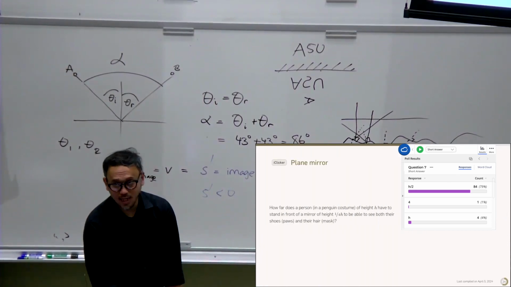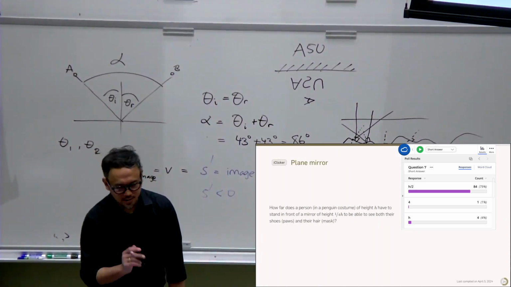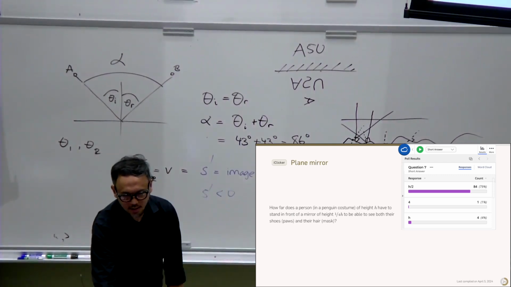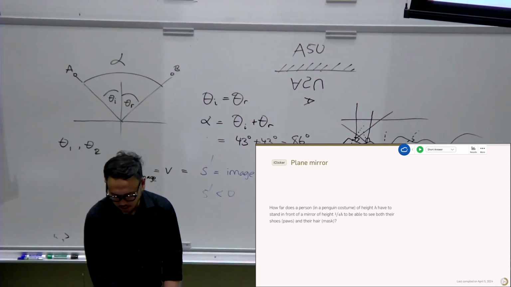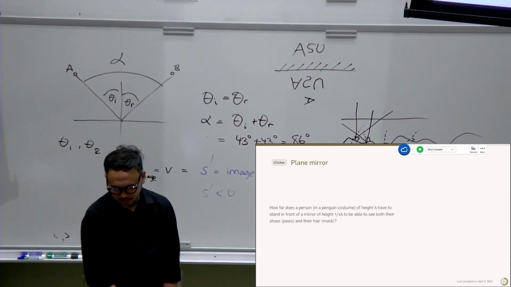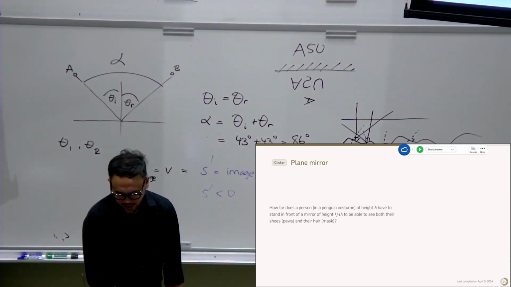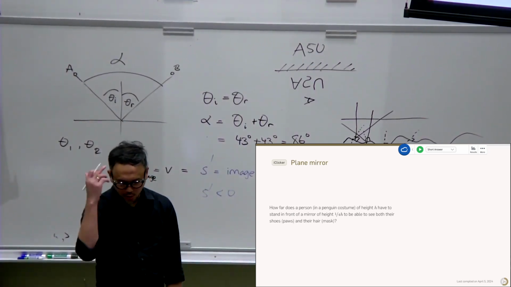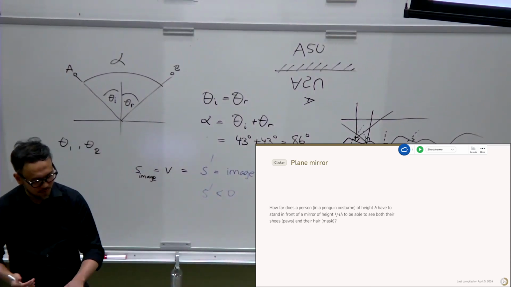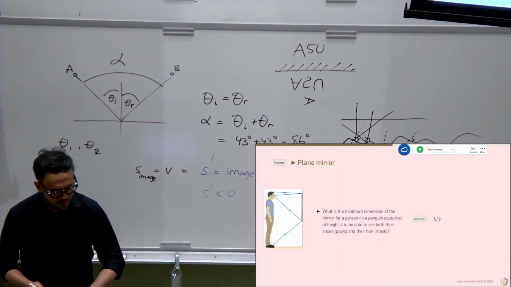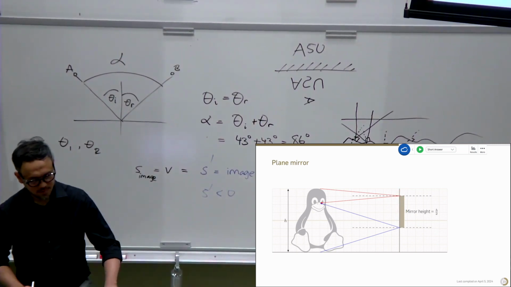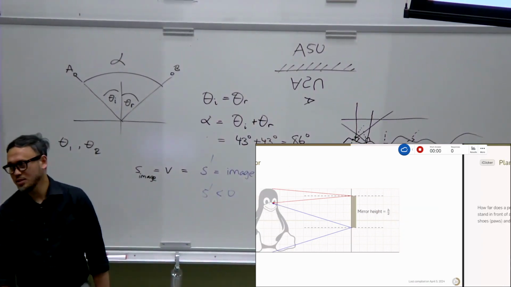And I have one last iClicker question. So I may take 1 or 2 minutes more. Okay, apologize for that. So the next question is, how far does a person of height h, same height, have to stand in front of a mirror of height h divided by 4 to be able to see both their shoes and their hair? Okay. How far should this person move so that we can use an even smaller mirror? And it's a trick question.